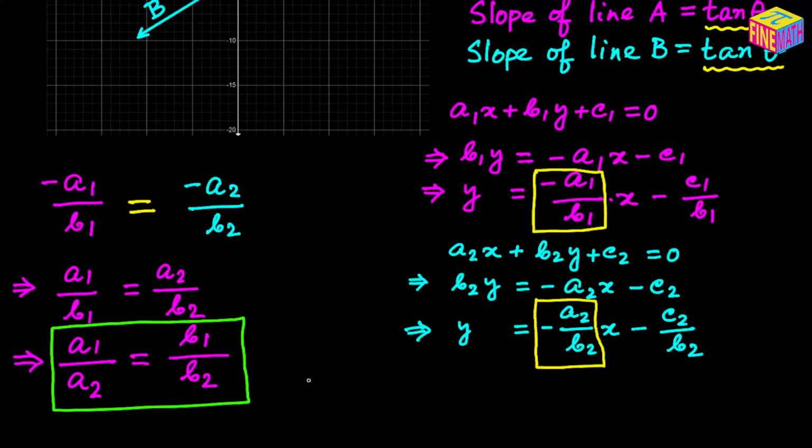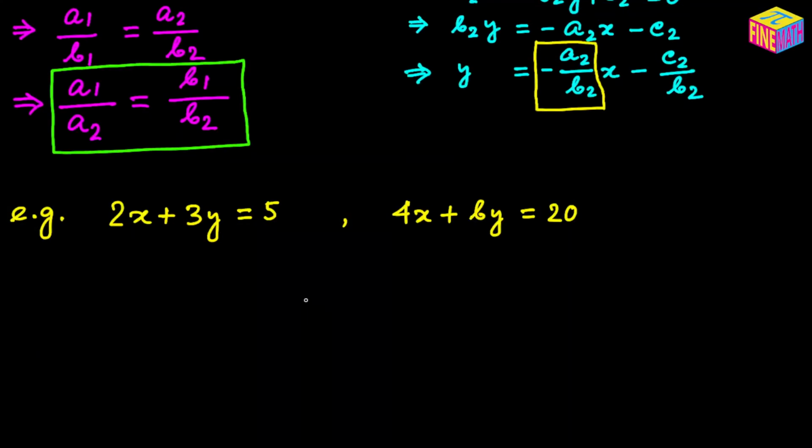Let's take an example. Suppose we have been given the equations of two straight lines and we have been asked to find the value of b, which is right here, if these two straight lines are parallel. So if they are parallel, then what are the necessary conditions? The necessary condition that we know would be like this. So we can say a sub 1 divided by a sub 2 would be equal to b sub 1 divided by b sub 2.